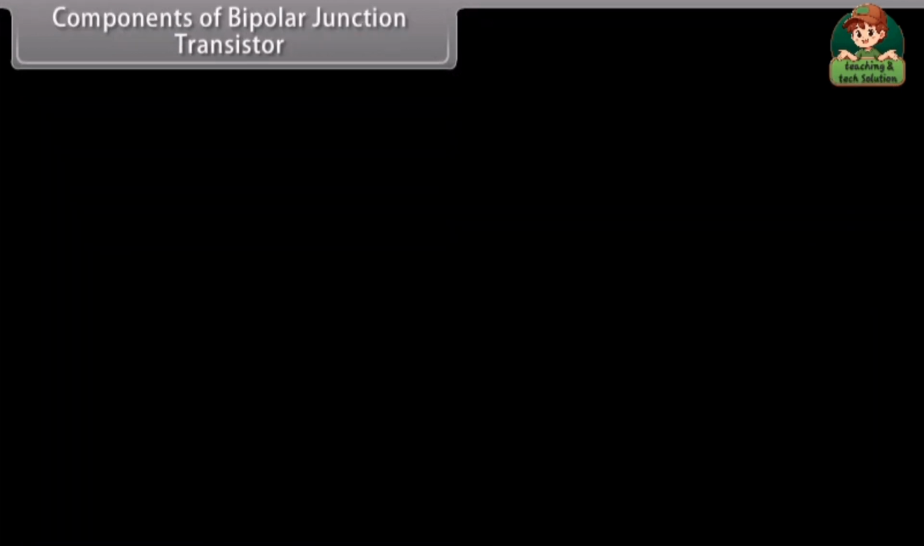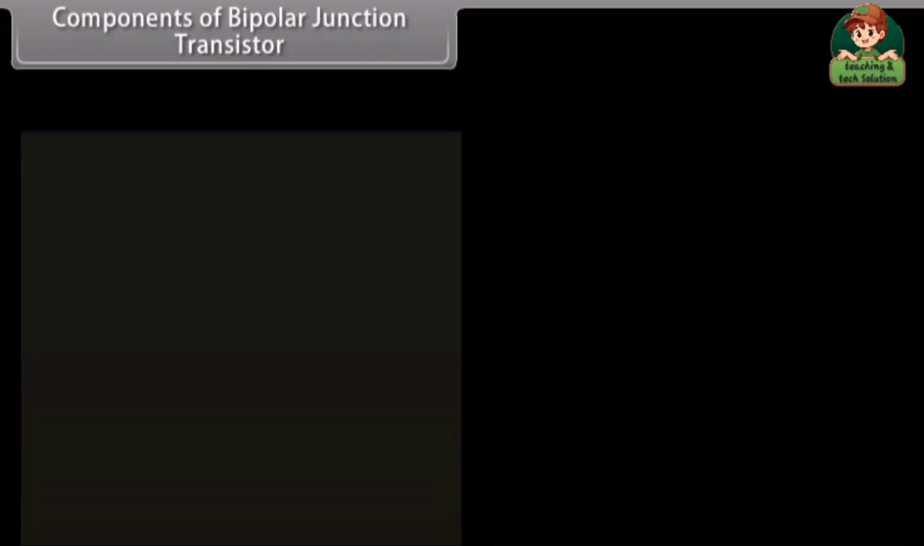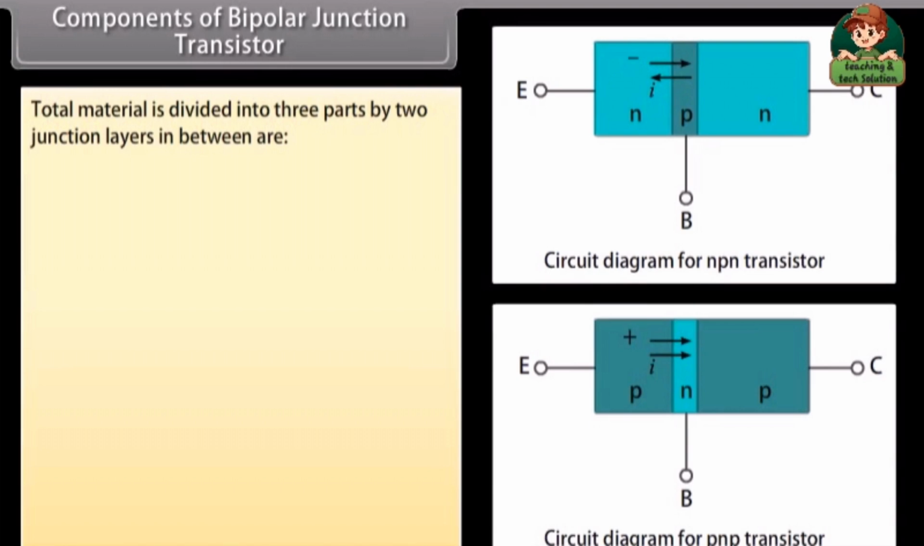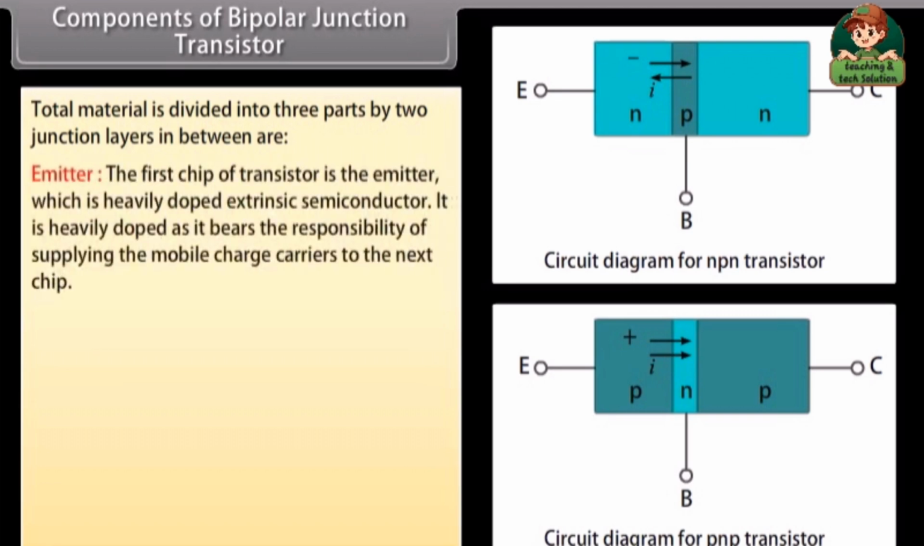Components of bipolar junction transistor. Total material is divided into three parts by two junction layers in between: emitter, base, and collector. The first chip of the transistor is the emitter, which is a heavily doped extrinsic semiconductor. It is heavily doped as it bears the responsibility of supplying the mobile charge carriers to the next chip.